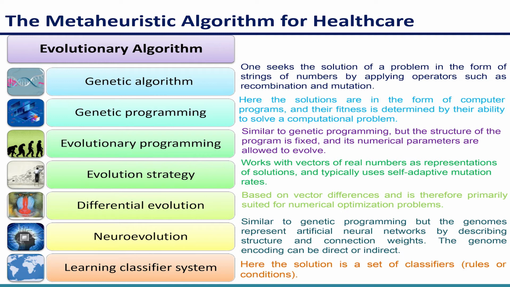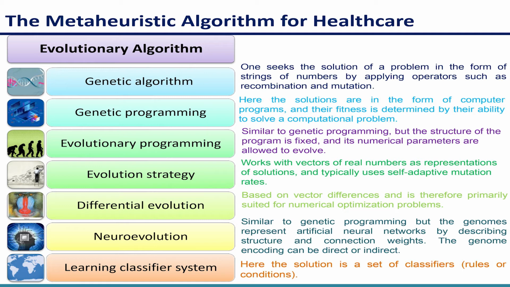In genetic programming, the solutions are in the form of computer programs and their fitness is determined by their ability to solve a computational problem. So genetic programming provides solutions with the help of computer programs, with the help of programming and coding, and the fitness is determined by the programs' ability to solve the computational problems. Third, we have evolutionary programming.